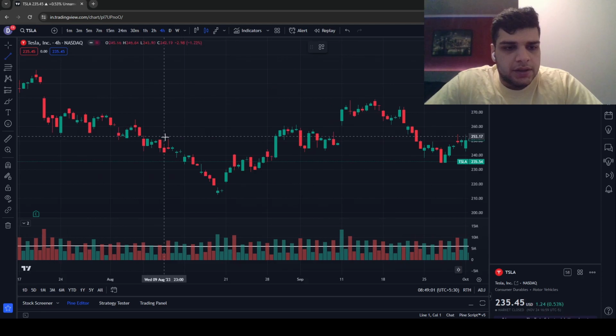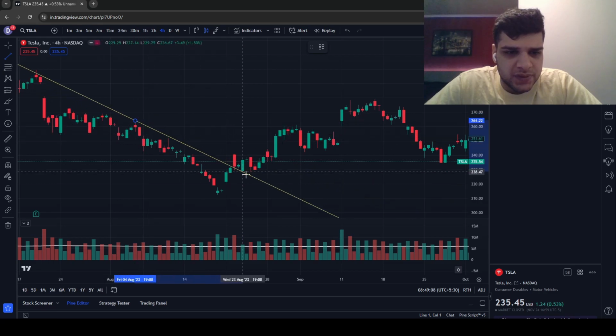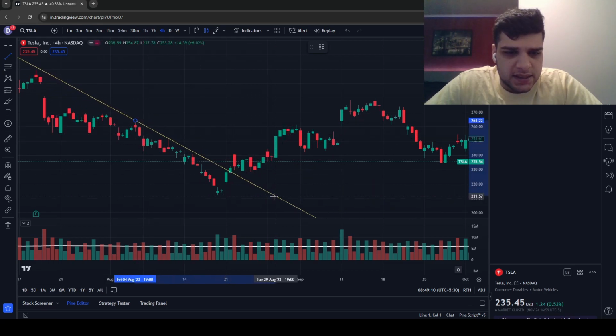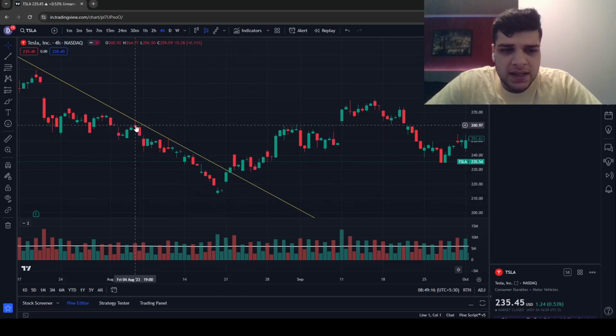I think I see one here. You take a top that is obvious, like this one, align it with the next candle. You see we formed a trend line here. It was working out pretty well.